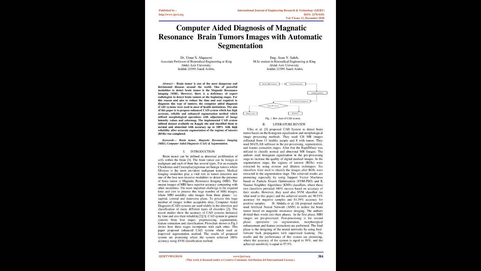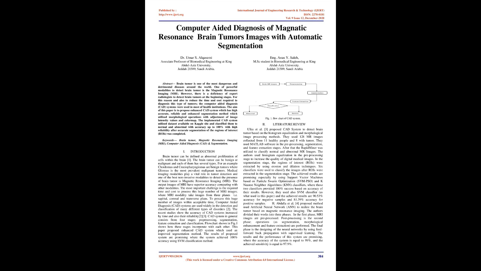A CAD system in general consists of 4 stages: pre-processing, segmentation, feature extraction and classification. The flowchart shown in Fig. 1 shows how these stages are incorporated with each other. This paper proposed an enhanced CAD system which used an improved segmentation method. The results of the proposed system are promising, where the system achieved 100% accuracy using the SVM classification method.